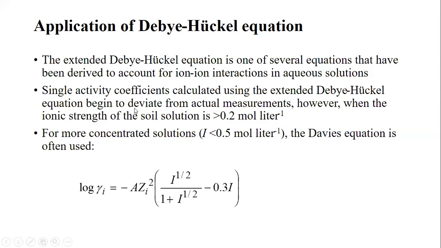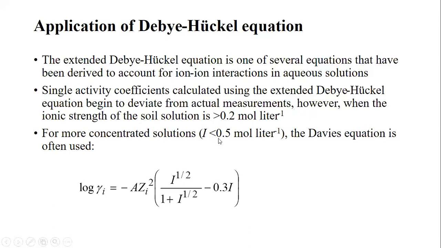Deviate, that means change from the real values. It doesn't give you the real values. It gets away from the real values. So you cannot use it for concentrated solution. Any solution, if I give you any solution that's greater than 0.2 mole per liter, its total concentration, the I is more than that, then you cannot use this equation. For more concentrated solution, we start using different equations. There are many, but at least we'll go over one.